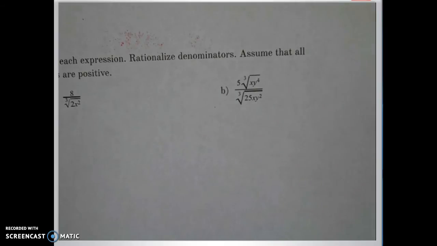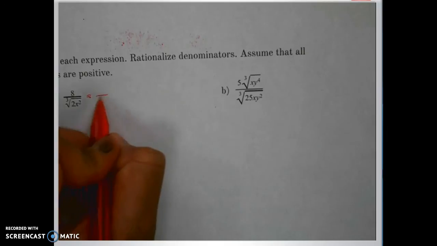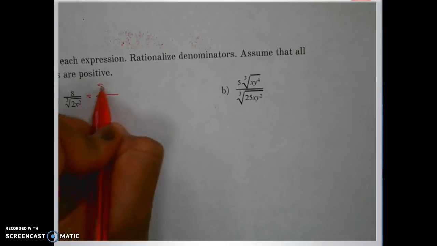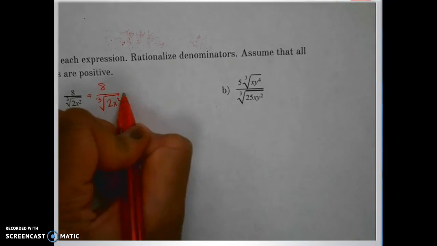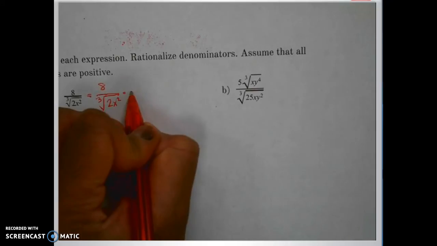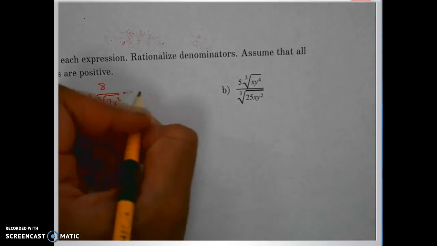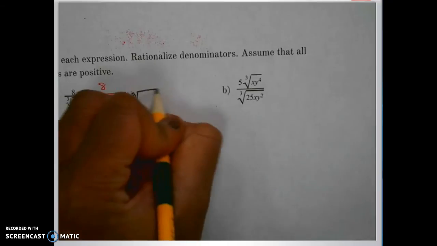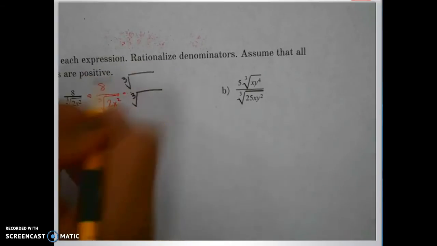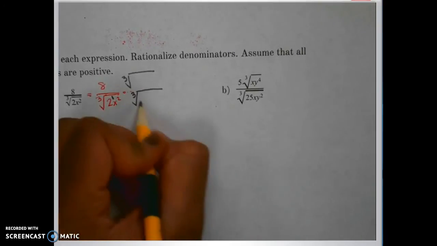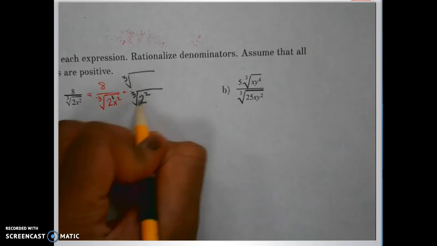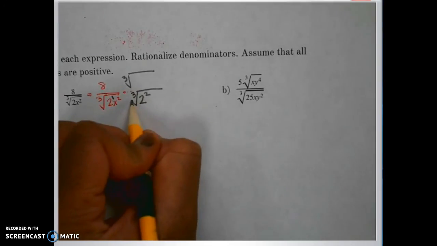All right, simplify each expression, rationalize denominators, assume that all variables are positive. So the numerator for this one is 8. I'm not completely sure that I care. I'm looking for perfect cubes. Question is, what must I multiply by in order to get that? Numerator, I don't care. But the denominator, I have 2 to the first power. So I need to multiply it by 2 to the second power because 2 plus 1 gives me the third. Now I would have a perfect cube.